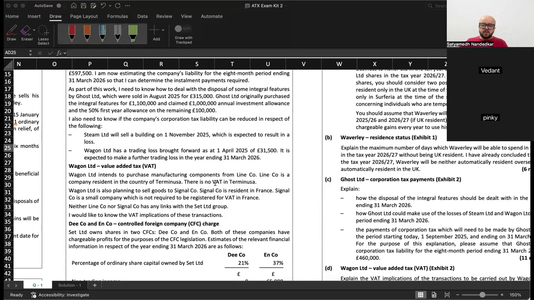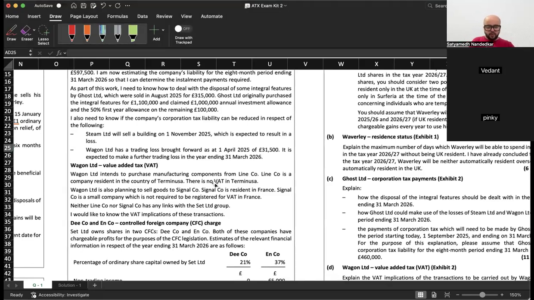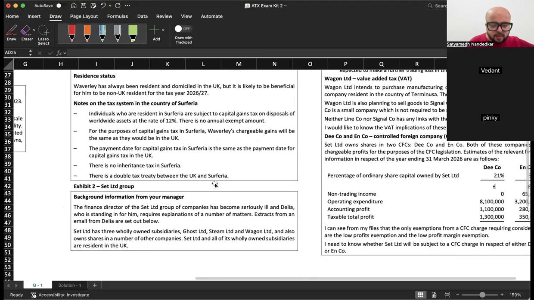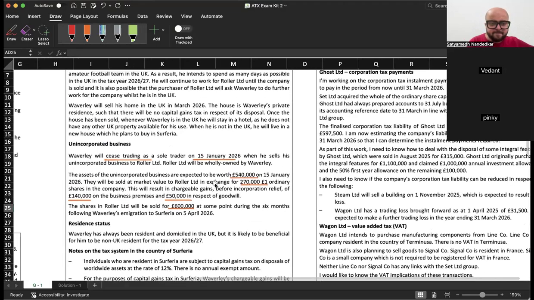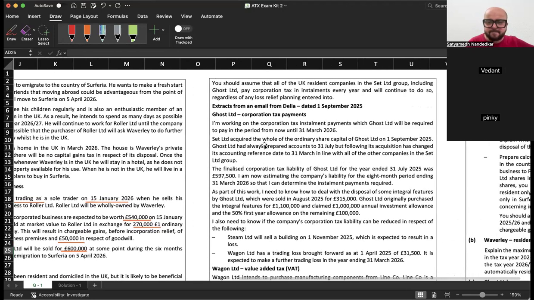ठीक है. When did Ghost Limited become a part of the group? कोई डेट दिया है आपको? Set Limited acquired the whole of the ordinary share capital of Ghost Limited on 1st of September 2025. ठीक है. So losses that were incurred by Wagon Limited after 1st of September 2025 can be adjusted. वो corresponding accounting period वाला calculation करके you will get that answer. Losses that were incurred before the company joined the group cannot be surrendered against the profits, right?